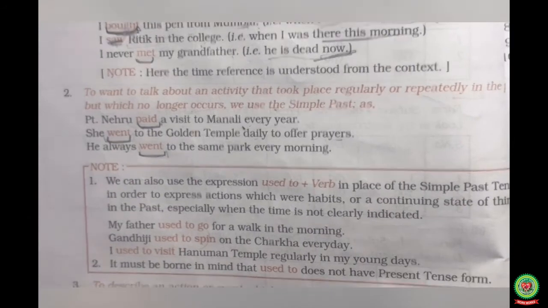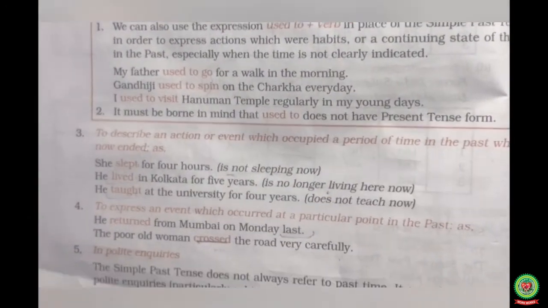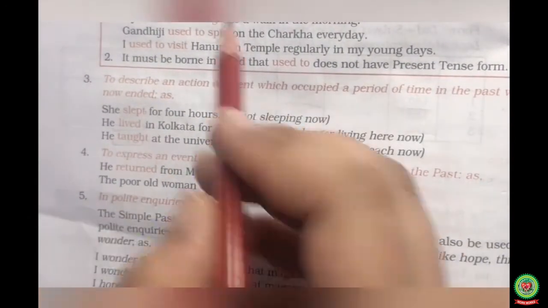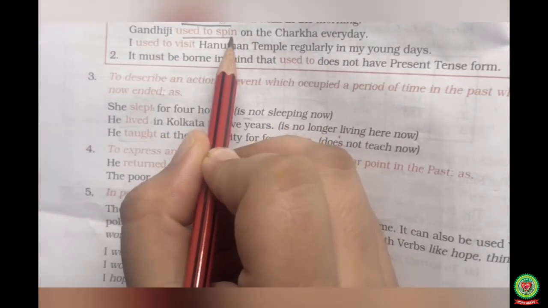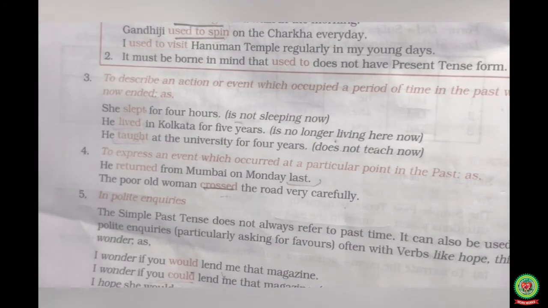Now next is, here in a note he has told that you can also use "used to go" or "used to spin" in place of this simple past form.